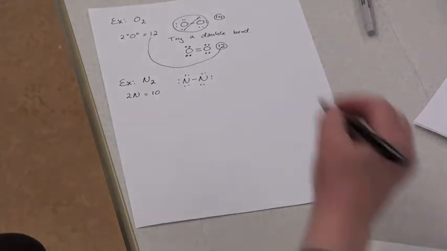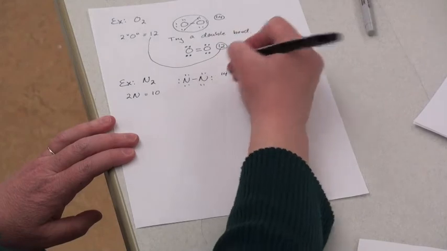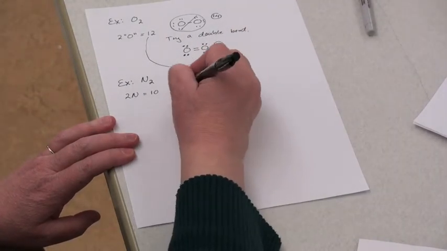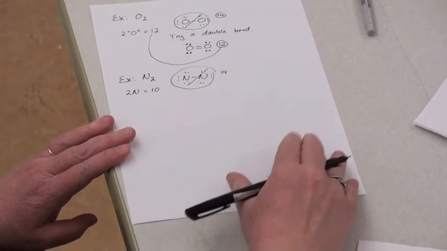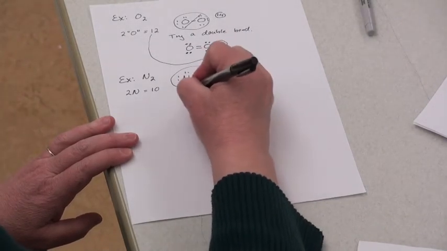So you try single bonds. 2, 4, 6, 8, 10, 12, 14. Not going to work, right? So we know that's not good. So we need to get down to 10. Let's try a double bond. You can see where this is going.